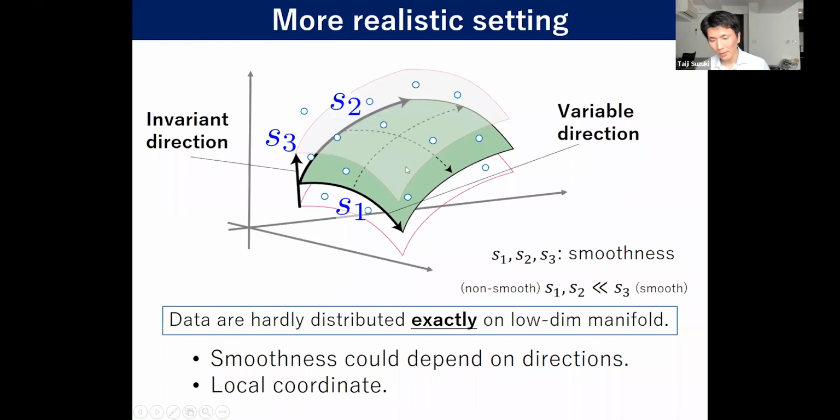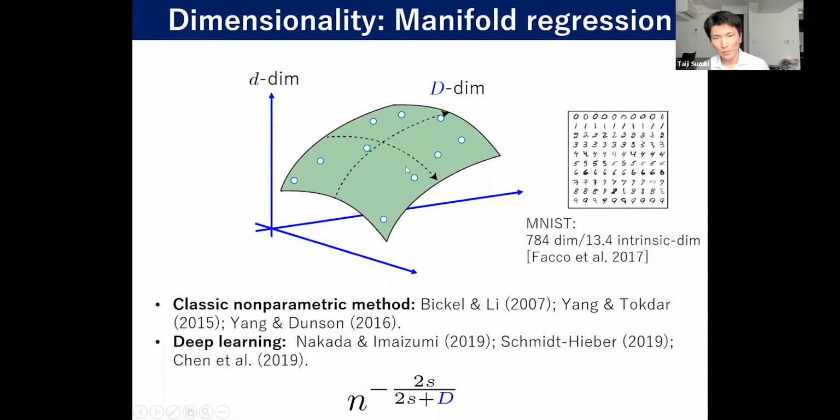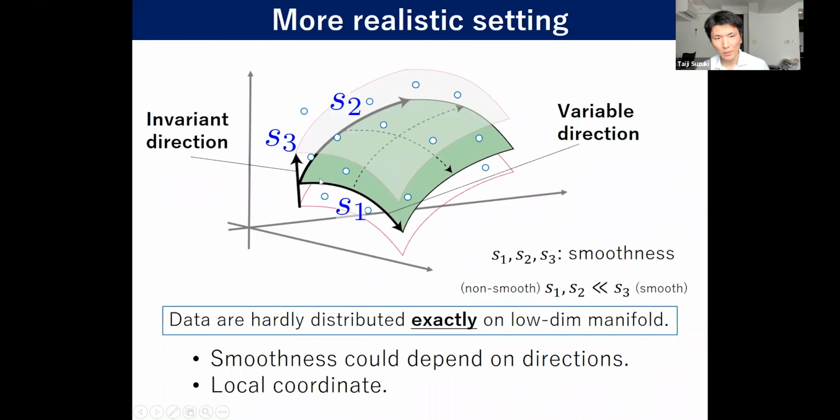But one difficulty or drawback of this kind of analysis is that the data should be distributed exactly on the low dimensional manifold. It cannot be outside of the low dimensional manifold. But what happens if the data is noisy, or maybe you apply some data augmentation, so that the data can easily be outside of the low dimensional manifold? What happens in that situation?